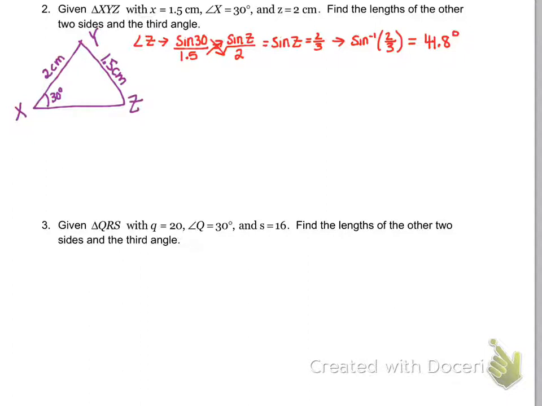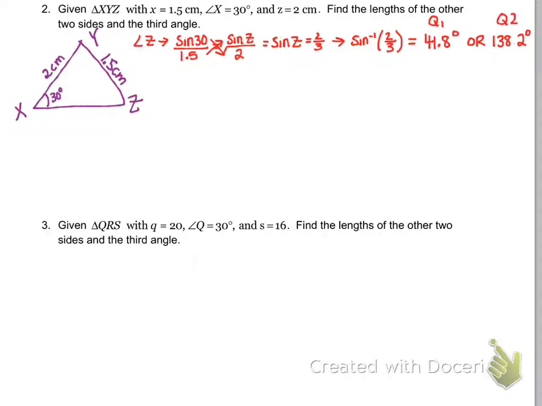However, from previous sections, you know that sine, which is positive, in this case 2/3, is positive in 2 quadrants. It's positive in quadrant 1 and quadrant 2. The 41.8 represents quadrant 1. So we have to find the quadrant 2. And when we do that, for it to be in quadrant 2, we take 180 and we subtract 41.8 from it. So I have 2 possible angles for angle z.